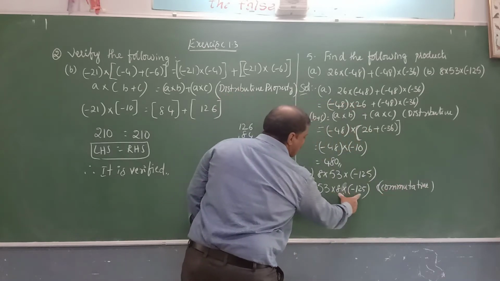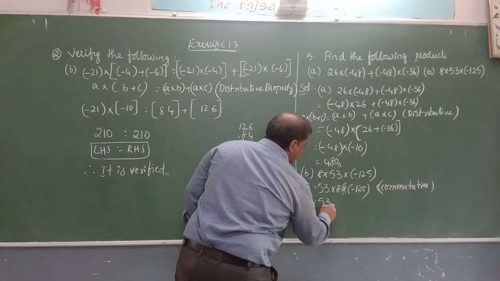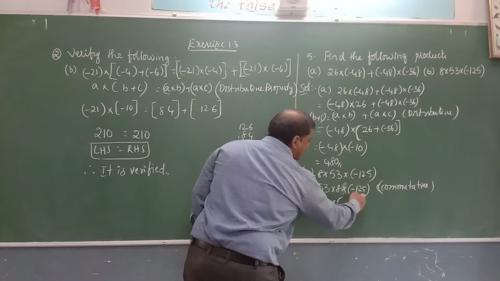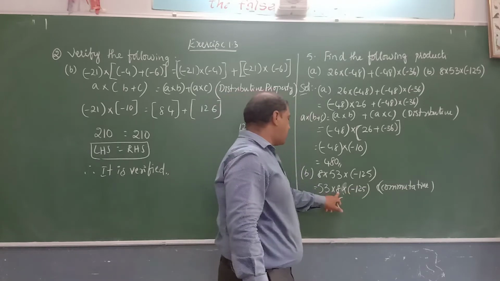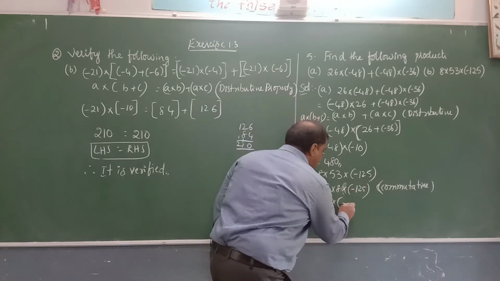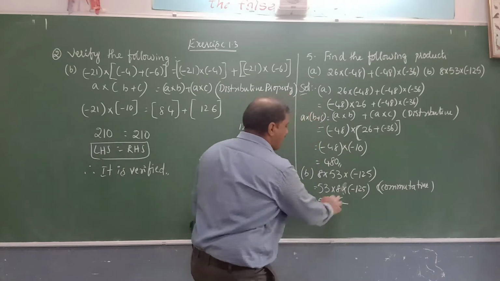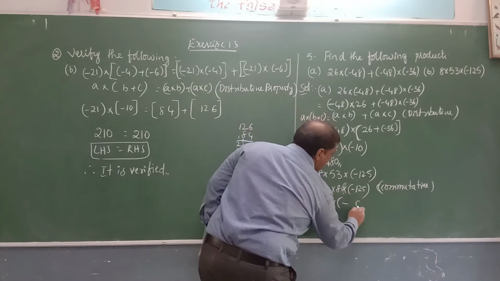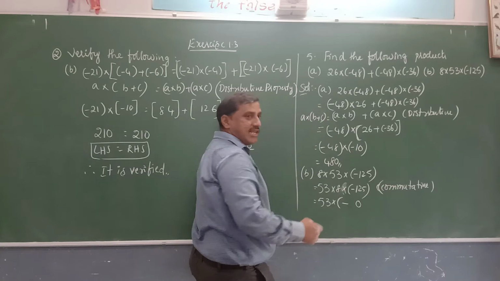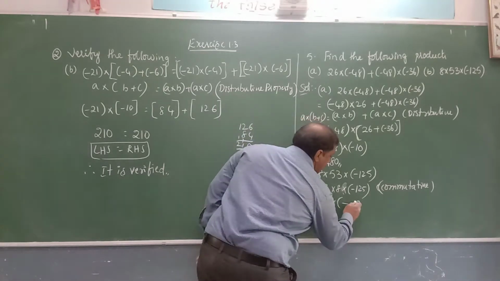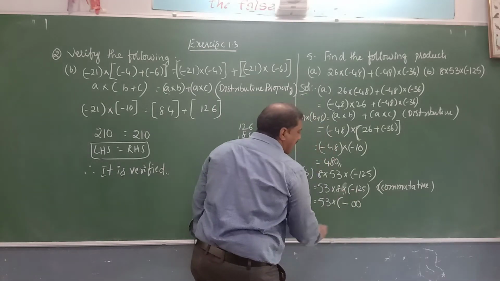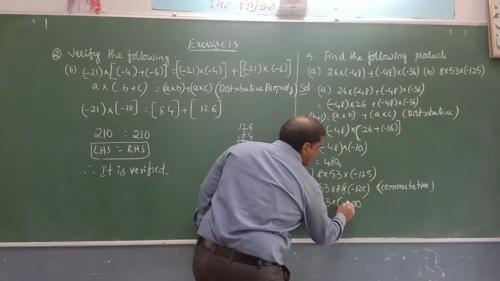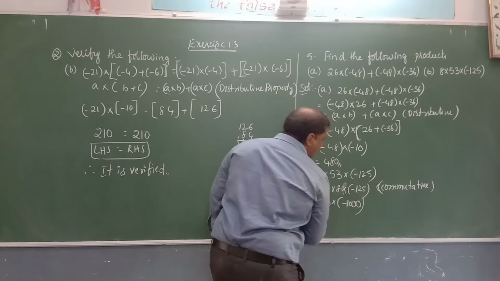Now multiply these two numbers. What do we get? This is plus, plus into minus, minus 8 into 125. 8 fives are 40. 8 twos are 16, 16 plus 4, 20. 8 ones are 8, 8 plus 2 is 10. So how much did we get? It is 1000 we got.